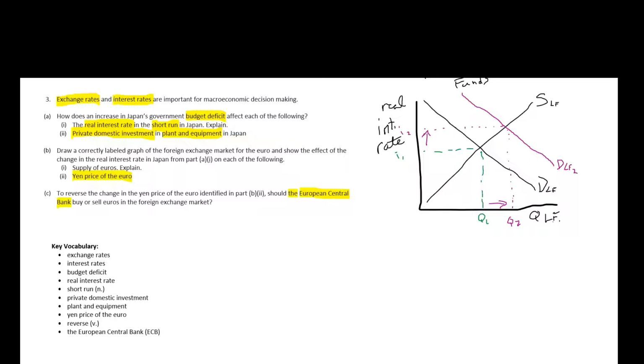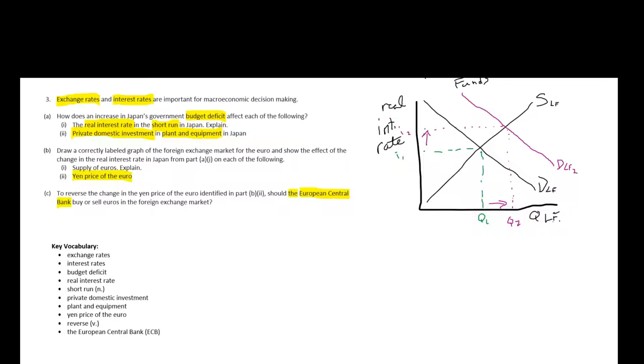Okay, now where does that take us for the explanation? Well, that just tells us that in the short run, increased demand for funds in the market for loanable funds will lead to an increase in the real interest rate. Okay, the second part of question A, how does this affect private domestic investment in plant and equipment? So private here means businesses, companies, firms, not government. Domestic means in the country.